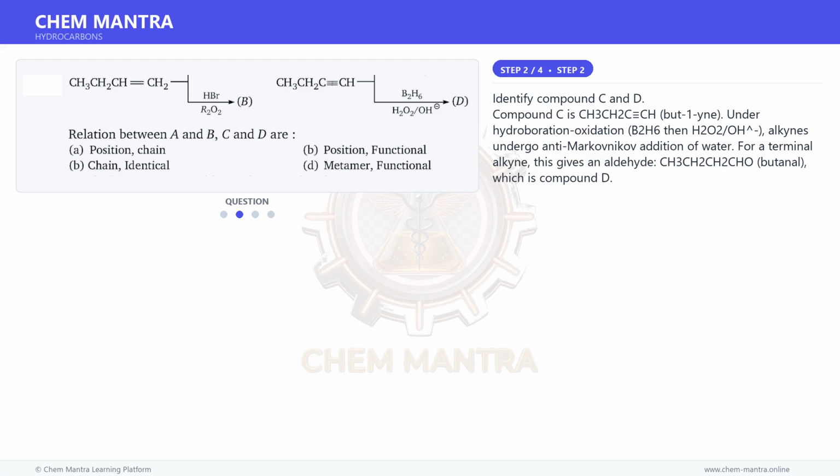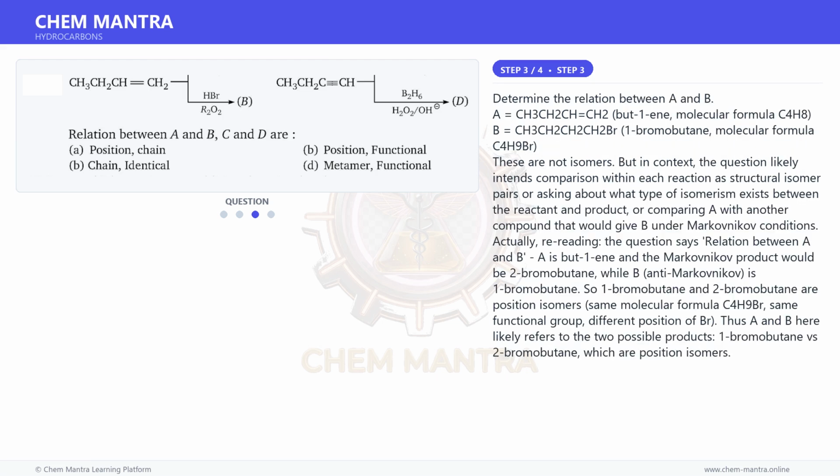Compound C is CH3CH2C≡CH, but-1-yne. Under hydroboration oxidation, B2H6 then H2O2, alkynes undergo anti-Markovnikov addition of water. For a terminal alkyne, this gives an aldehyde, CH3CH2CH2CHO, butanal, which is compound D. Moving on to the next step.